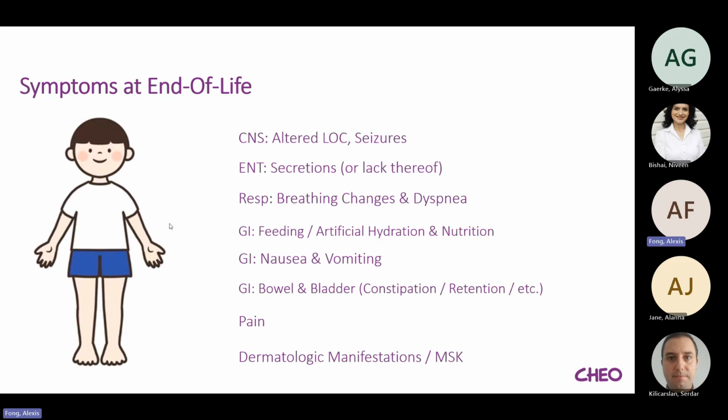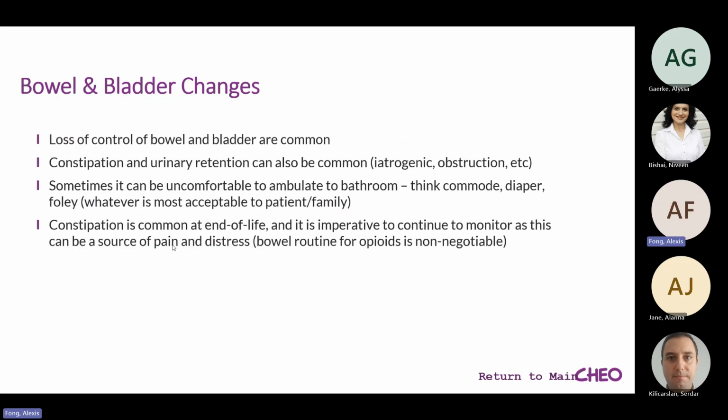Going down the body, we also have bowel and bladder. Loss of control of bowel and bladder are really common at end of life. Constipation and urinary retention are common. Can be iatrogenic or obstruction, thinking of our kiddos with pelvic masses or bladder masses. And sometimes it can be really uncomfortable to even ambulate to the bathroom.